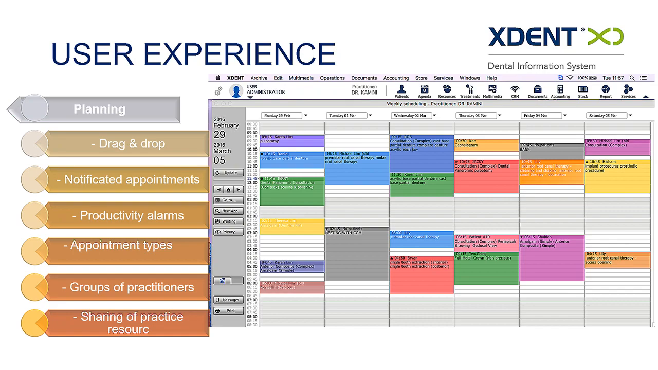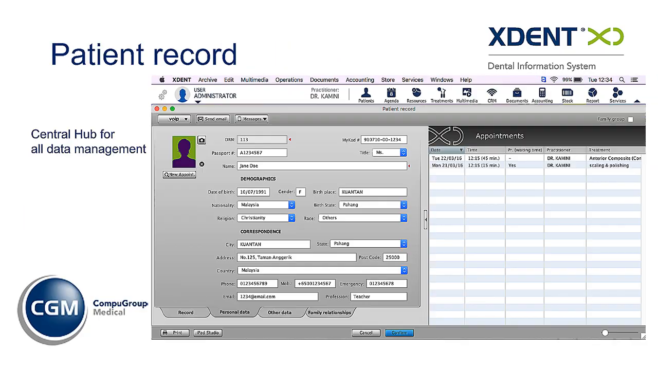Groups of practitioners. We can group orthodontists, GPs, and other specialists in XDent, and we can access the group's scheduling easily. Sharing of practice resources, for example when a doctor has two patients at once, XDent can manage that. All right, and we go to the next slide.